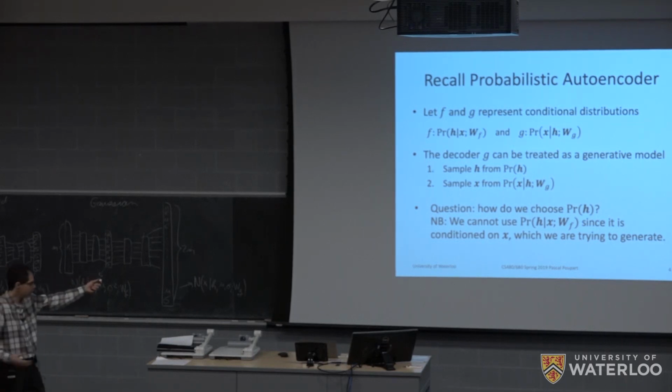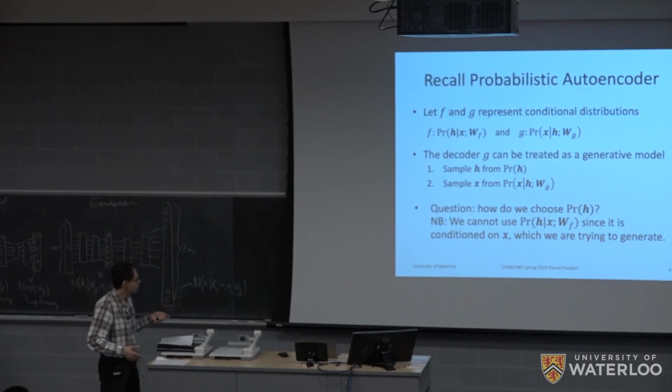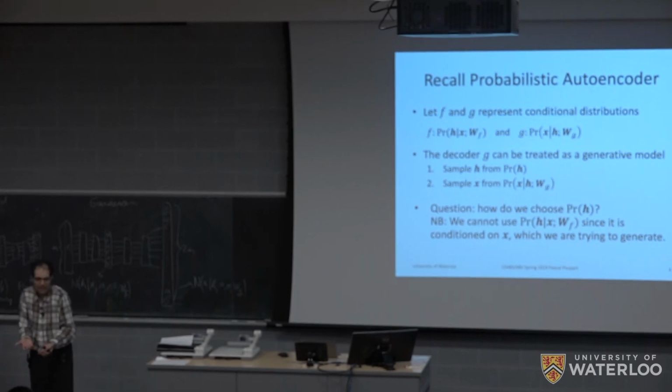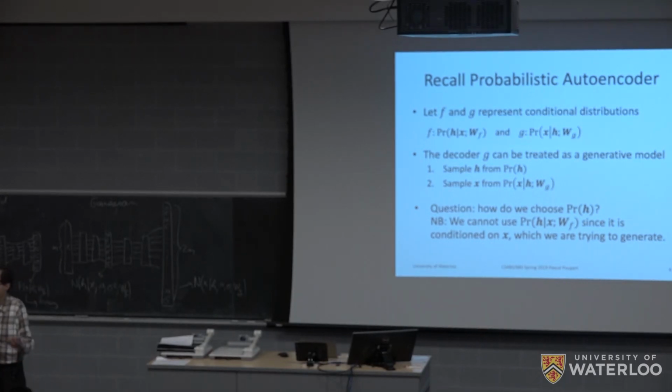Okay, so for this to work, an important question is, what is this distribution P of h that we could use so that we obtain good samples and then we can apply our decoder? It turns out that we cannot use probability of h given x, because here it's conditioned on x, and if we already have x, it means we have already a data point, and then we're just going to be regenerating more or less that same data point.